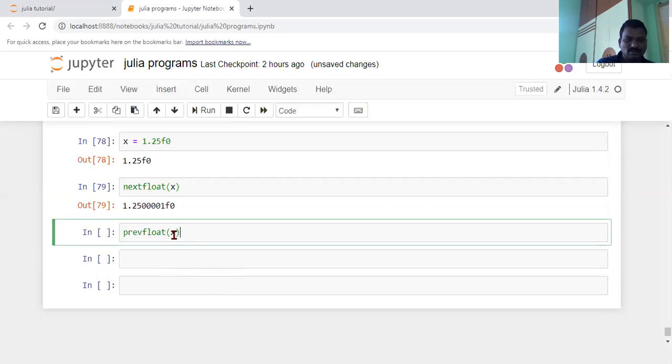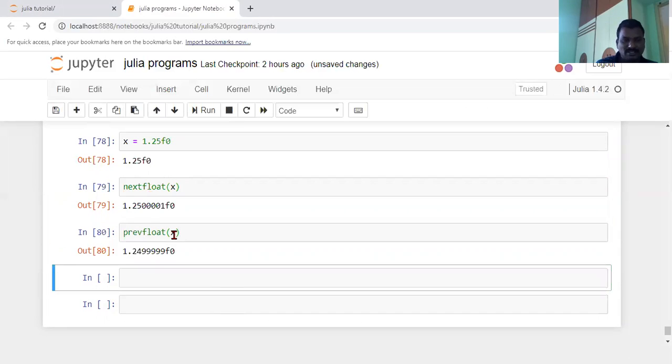What is the previous floating point number for that x value? Here, the previous is 1.2499999f0. In this way, we will identify the next floating point number and then the previous floating point number.